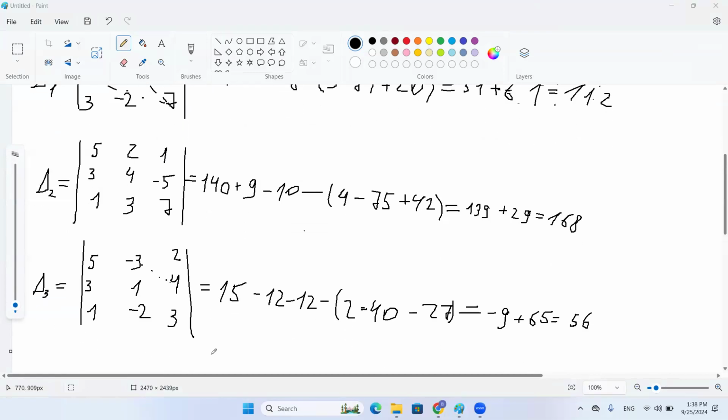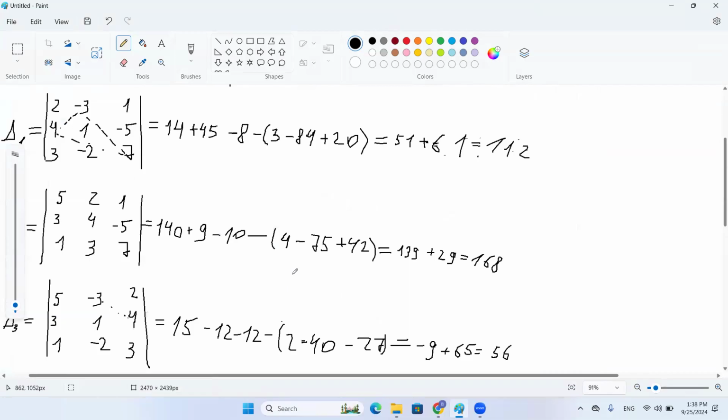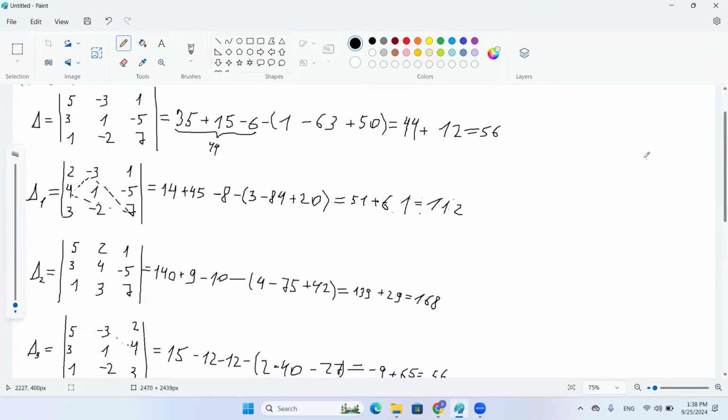And now who will assist me in finding the solution? Yeah, Pavlo, go on. So the final solution. To find x, we need determinant 1 to divide by determinant. 112 divided by 56. Yeah, so we'll write it in detail. So it will be 2.